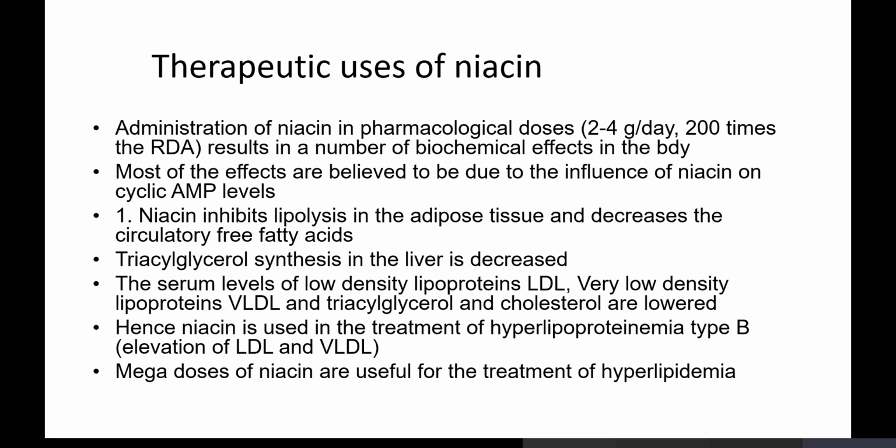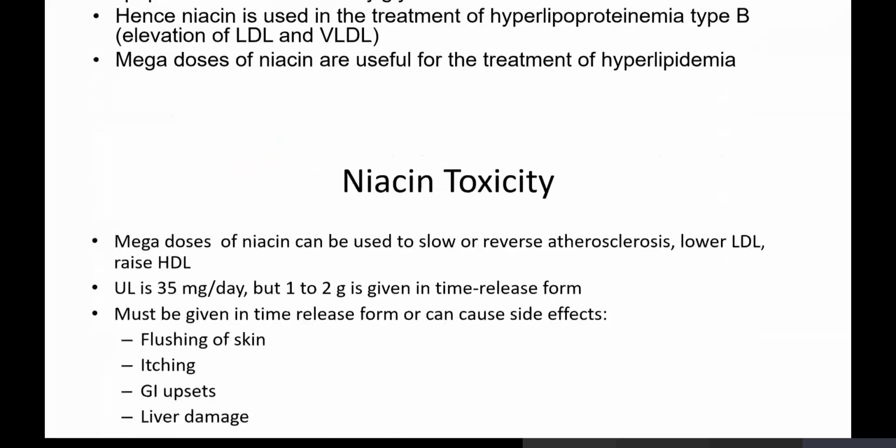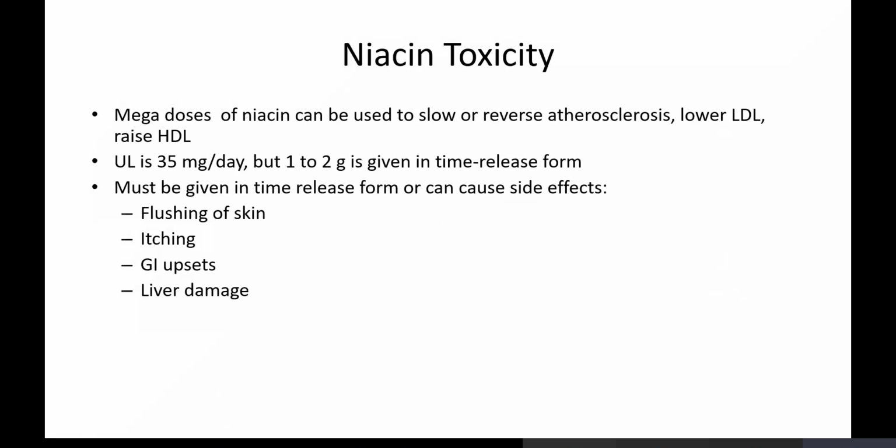Although mega doses of niacin are useful for the treatment of hyperlipoproteinemia or hyperlipidemia, there are certain harmful effects also. In the therapeutic use you are using niacin to reduce LDL and VLDL, but there are adverse effects as well. What are those adverse effects? The glycogen and fat reserves of the skeletal and cardiac muscles are depleted. There is a tendency for increased levels of glucose and uric acid in the circulation, and that might result in an even worse situation.